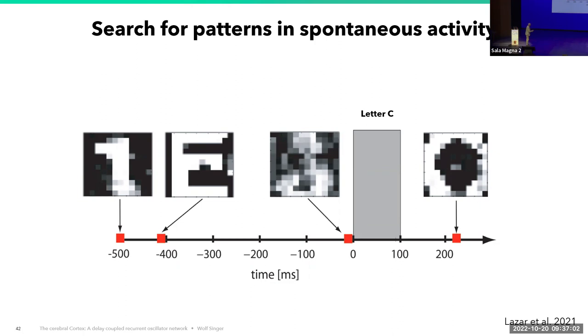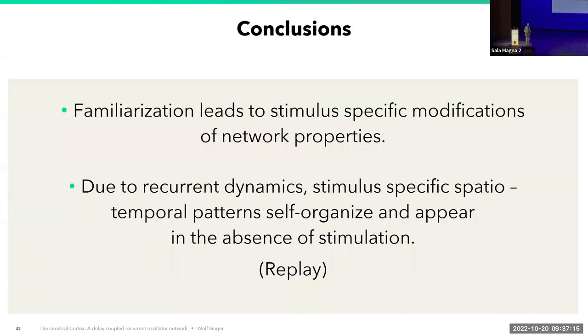And this is just a test. If we show the letter C, in reality, the vectors reproduce this C. So there is spontaneous replay of familiar patterns in the correlation structure.